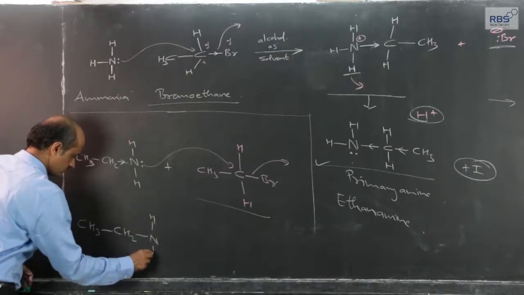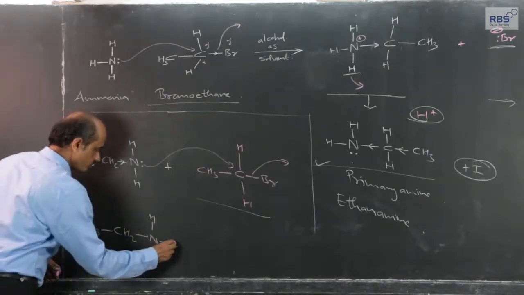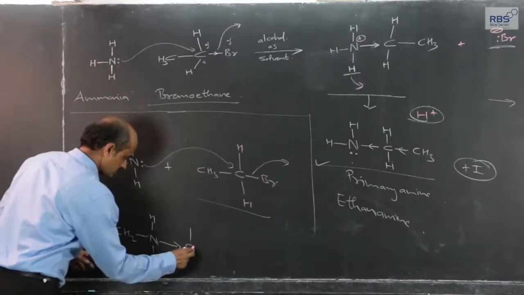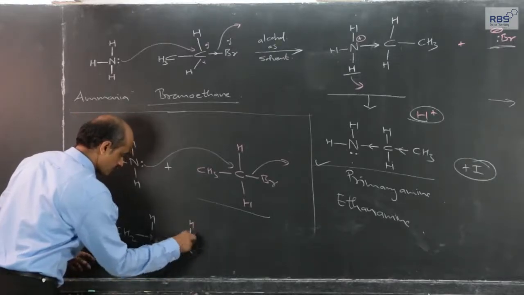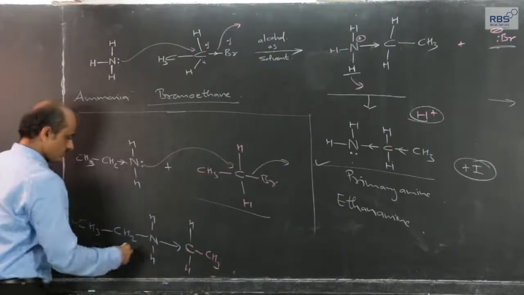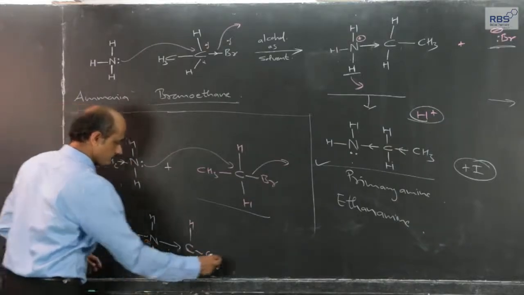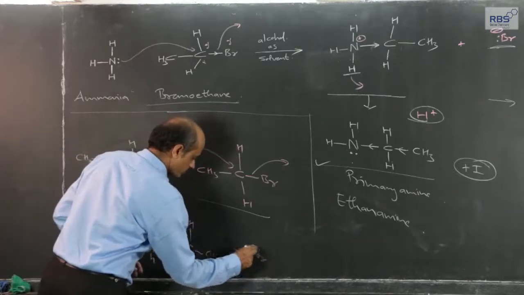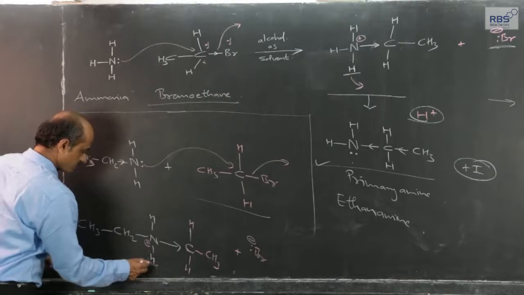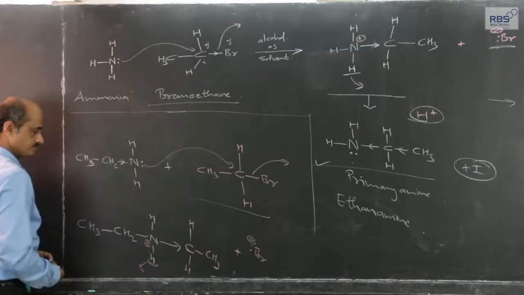nitrogen, lone pair on the alpha carbon, isn't it, of the ethyl group, positive charge is developed, bromine goes out in the form of Br minus. Now, this hydrogen will go out in the form of H plus.